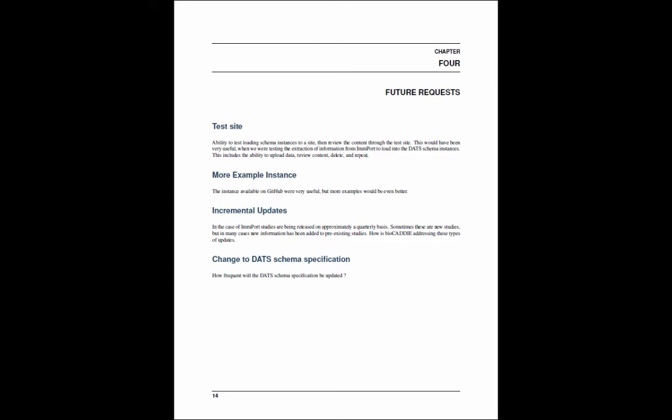So what would have been useful for us was if we had had a test site where we could have submitted the data that we put into the JSON schema in DAX format, and then reviewed that data so we could see where things ended up. Because it was kind of a black box for us, and we're not sure exactly where the data we put in was going to appear on the other side. That would have been very useful. The instances available on GitHub were very, very useful. More would have been better.